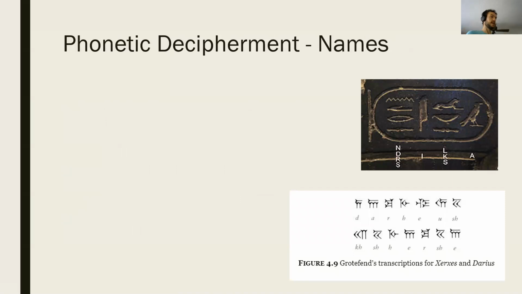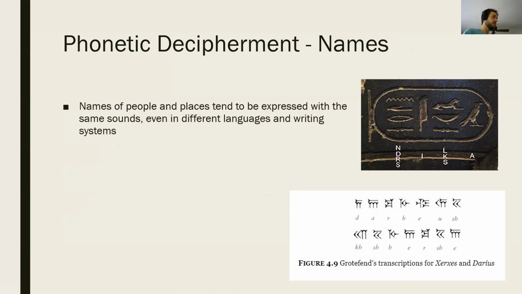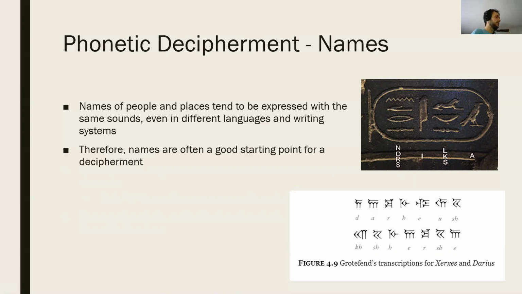Another way a decipherment can begin is by using names. So we saw in multiple of our example decipherments that this is how the decipherment started. So the reason why names are so helpful is that they often tend to be written with the same sounds regardless of what language is actually being used. And that's a really helpful thing to know. So for this reason, we were able to decipher Old Persian because we know about the names of Darius and Xerxes, and we could use that to begin that process, as Grotefend had shown. So that means that names are often a good point to actually start a decipherment.